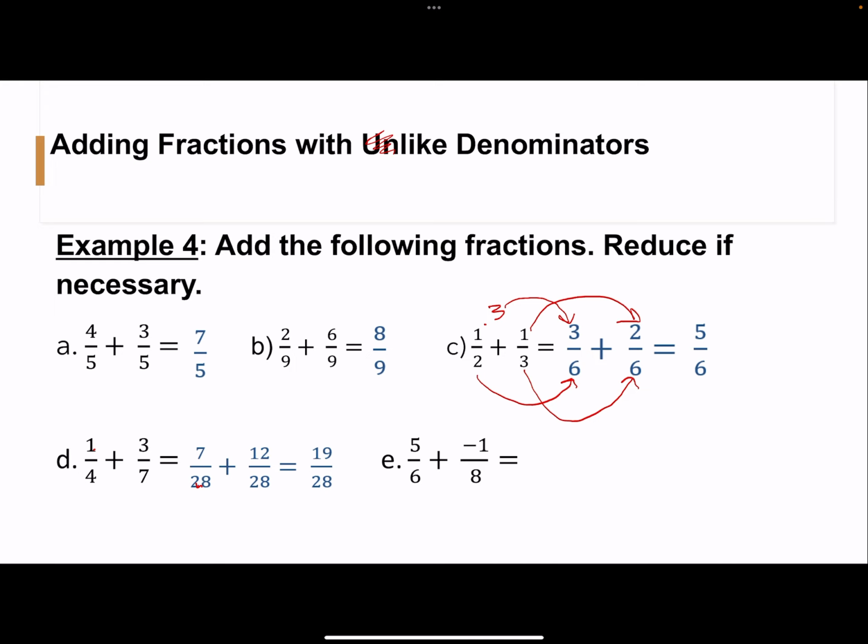The last example, E, we're going to get a common denominator of 24. 6 goes into 24 4 times. 4 times 5 is 20. 8 goes into 24 3 times. 3 times -1 is -3. So I'm going to keep my denominator of 24. 20 plus -3 gives me positive 17. Again, 17 over 24 is reduced. There's no number other than one that I can divide 17 and 24 by evenly.